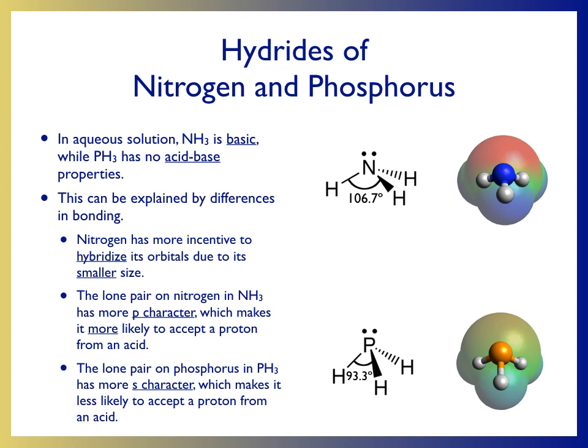How about phosphorus? Since the orbitals do not hybridize, and the p orbitals are used mainly for bonding, the lone pair for phosphorus is actually in an s orbital. S orbitals hold their electrons more closely to the nucleus. This means that the lone pair on phosphorus is less reactive, and is less likely to take a proton from another element or another compound. Therefore, phosphine is not considered to be a basic compound.